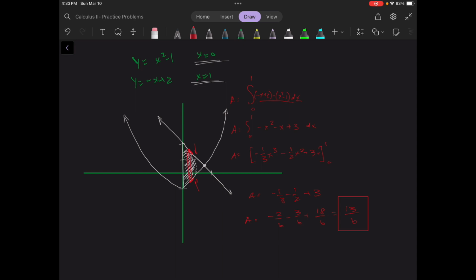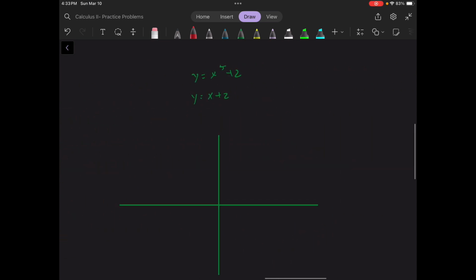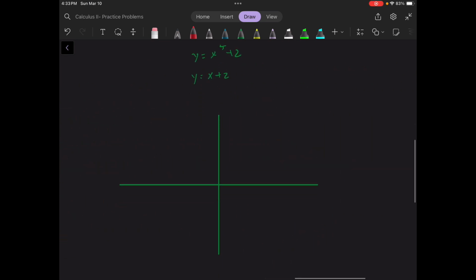But that gives the area between these two curves from 0 to 1. Okay, so now let's look at one where they don't give us any bounds for x. So we're going to have to figure those ones out ourselves. Let's graph x to the 5th plus 2.